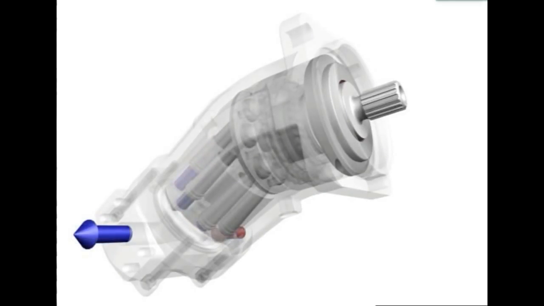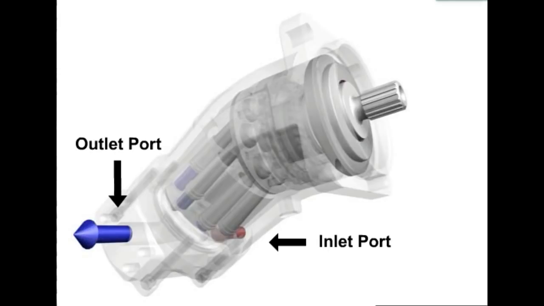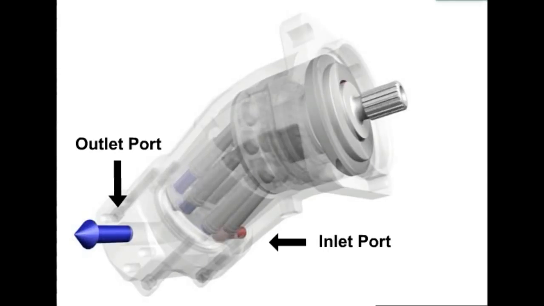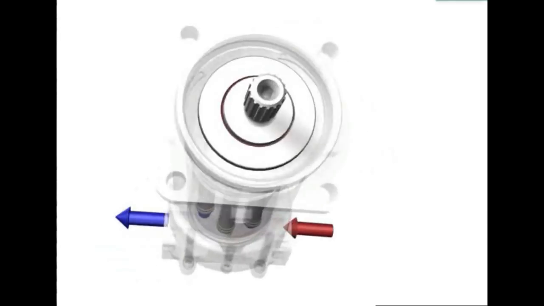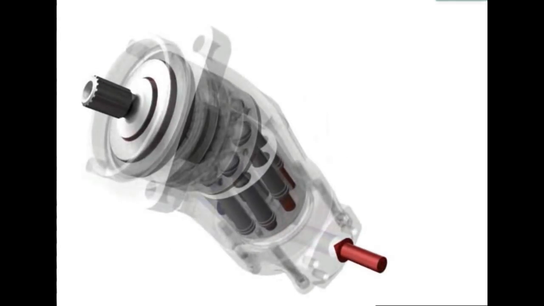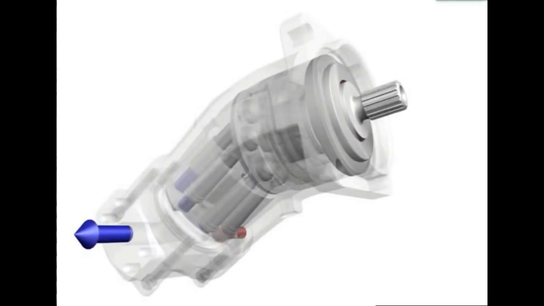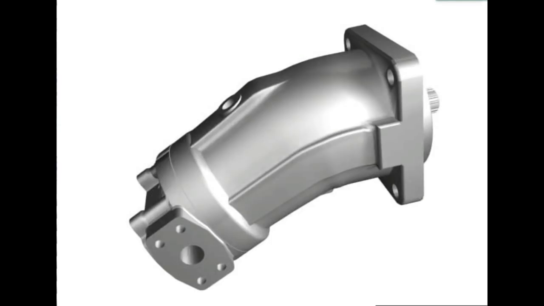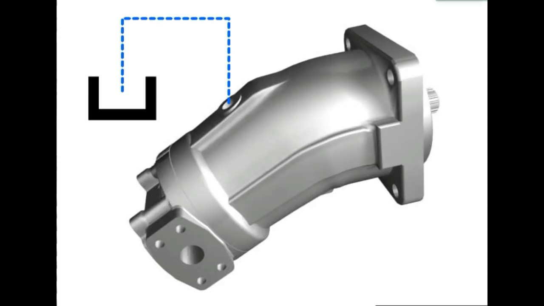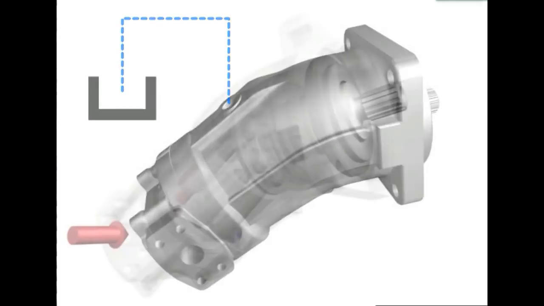When the flow to the motor is reversed, the inlet becomes the outlet and the outlet becomes the inlet. The motor now rotates in the opposite direction. Any internal leakage passes into the area between the rotating group and the housing. This leakage is directed from the case drain port directly back to the reservoir.